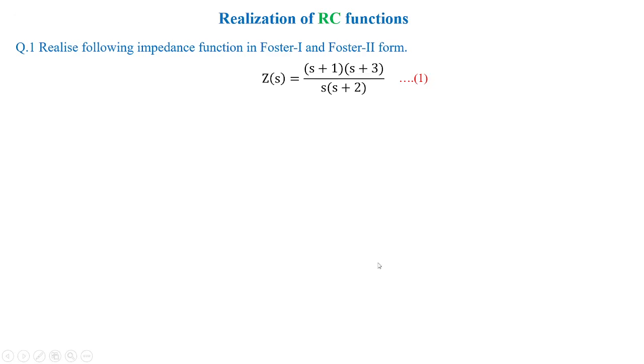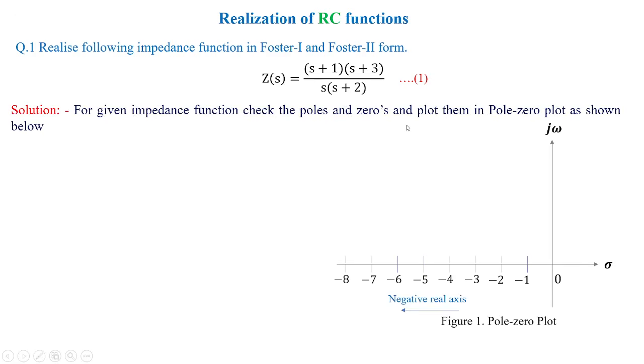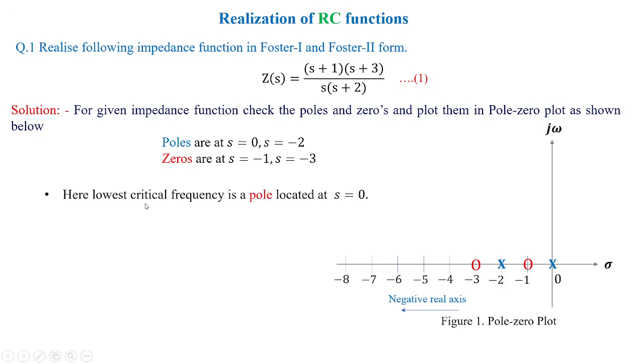So we directly go with the first approach, that is Z of s is equal to (s plus 1)(s plus 3) divided by s(s plus 2). Now, the given function has poles and zeros, and if we plot them, we get the poles and zeros on the negative real axis, which is shown over here. You can see at s equal to 0 a pole is there at the origin, at s equal to minus 2 there is another pole on the negative real axis, then we have zeros at s equal to minus 1 and minus 3. Also, the lowest critical frequency here is a pole located at s equal to 0.